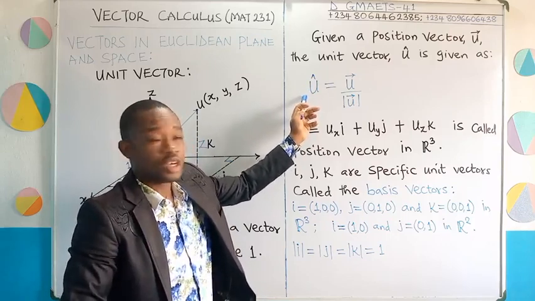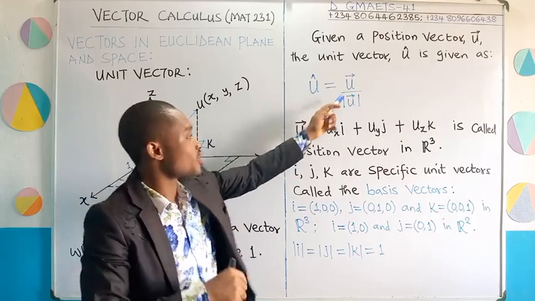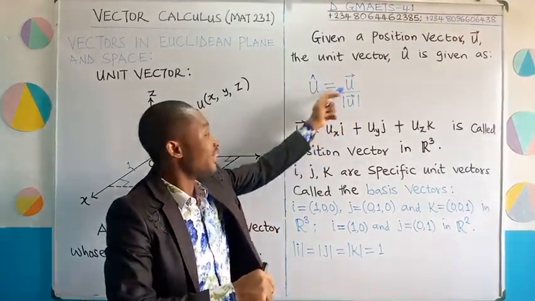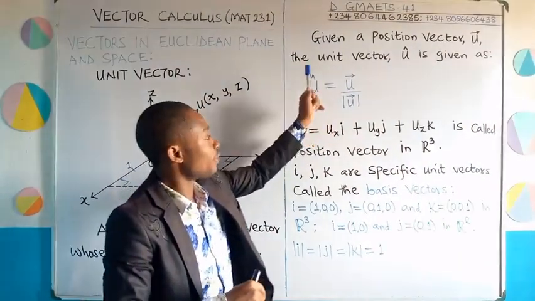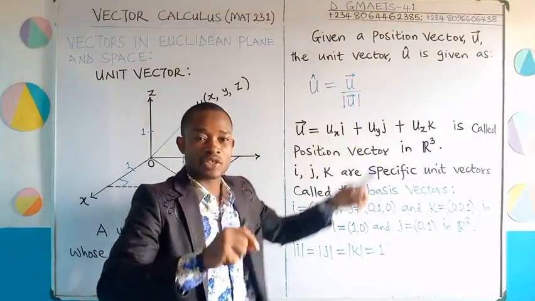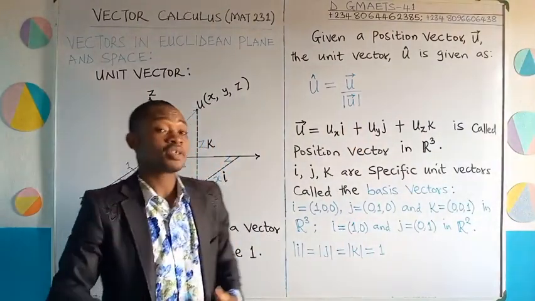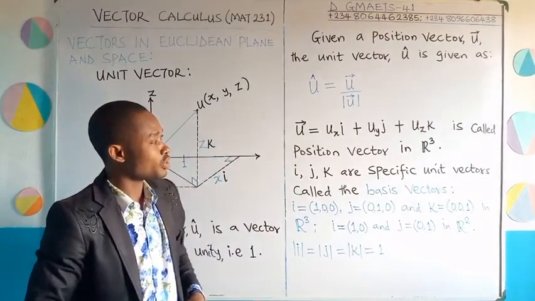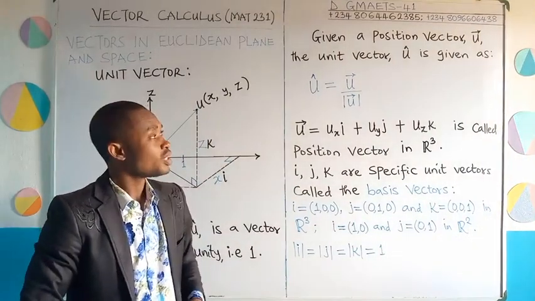Are you following, right? So the unit vector of any given vector, say I give you this position vector, find the unit vector in the direction of this vector. It is simply this position vector divided by its magnitude. And of course, from Pythagoras' theorem, I've already explained previously how you determine the magnitude of a given vector.